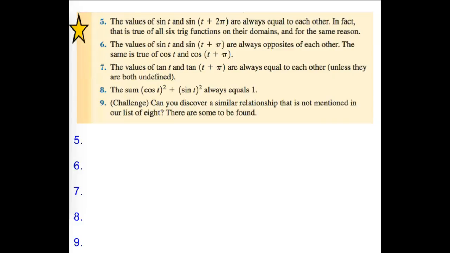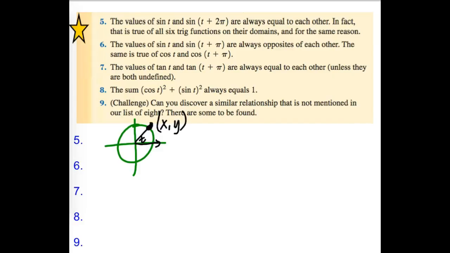The values for the sine of t and the sine of t plus 2 pi are always going to be equal. In fact, this is true of all 6 trig functions on their domains and for the same reason. So we're just going to work through it for sine. Okay? So for number 5 here, there's my unit circle. And I'm going to draw angle t. My sine would be my y coordinate. I'm just going to call this x and y.